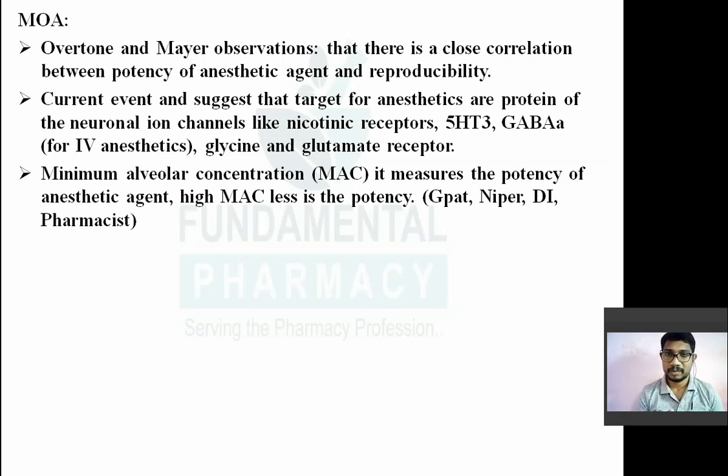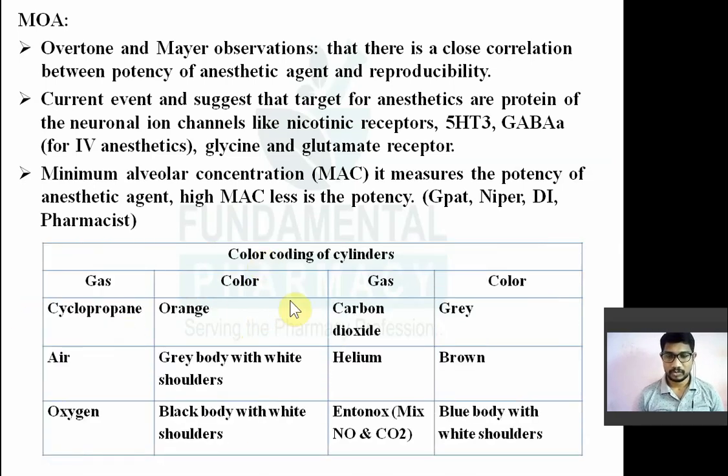Minimum alveolar concentration means the concentration of inhalation anesthetic required to produce unresponsiveness in 50% of people. That is the minimum alveolar concentration, and it is the measure of potency for that inhalation anesthetic. Okay, this was a question in GPAT: the potency of inhalation anesthetic is measured by minimum alveolar concentration. Important.